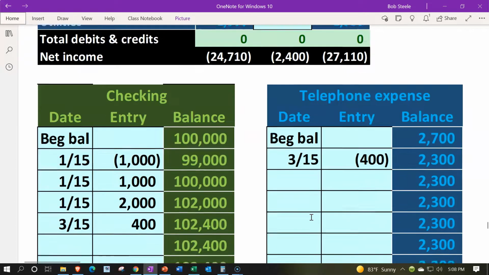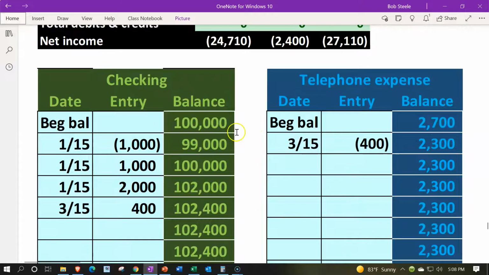to 27,110 in total. So the checking account went from 100,000, we decreased it by the 1,000 to the 99,000. We then increased it by the 1,000 back for that first voided check. Then we had the 2,000, increase it for the second one to the 102,000, and then we had the 400 for that last one, bringing it to the 102,400.